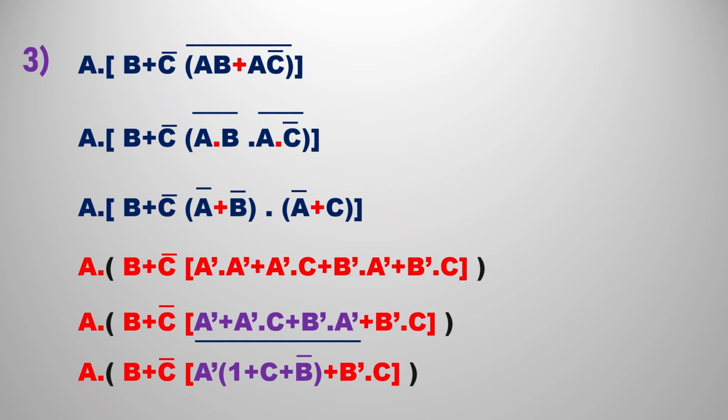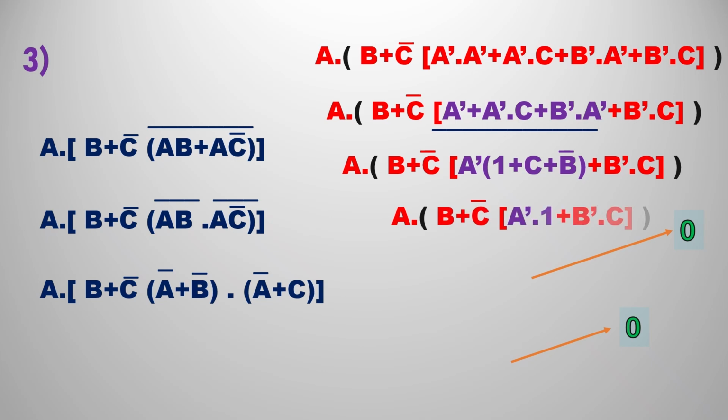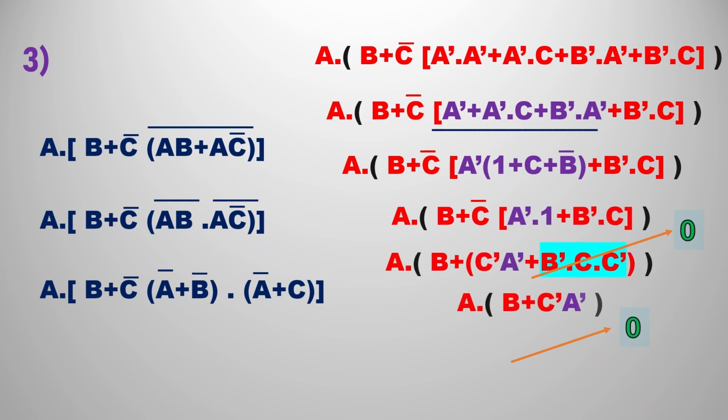After multiplying, the first term is a bar dot a bar. As I already said in the previous video, a bar dot a bar, or a dot a, or b dot b, would be the same term, a single term, that is a bar only. In the next expression, in the three terms we have a bar common, so take a bar common. So you have a bar into 1 plus c plus b bar. After taking a bar common, we are left with 1 plus c plus b bar.